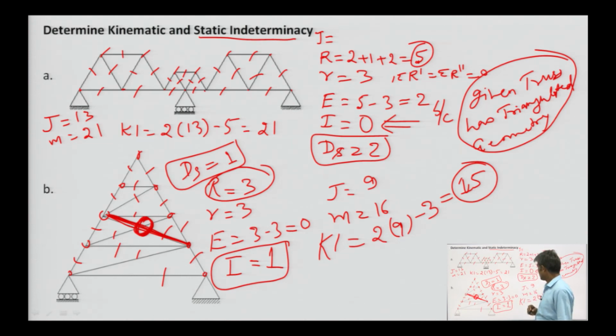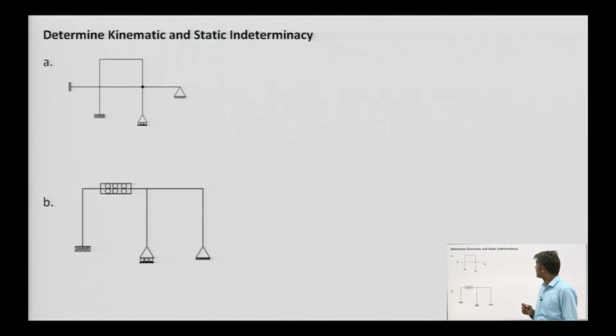If we are neglecting axial deformation, then kinematic indeterminacy will be 15 minus 16, which is equal to minus 1. So it will get the minus sign. Why minus? Because this one was an extra member, that's why we are getting the minus value.